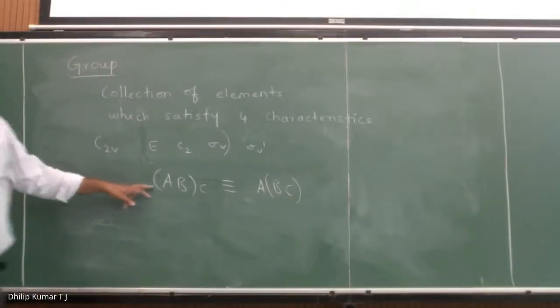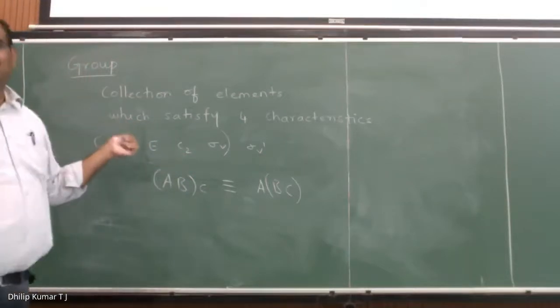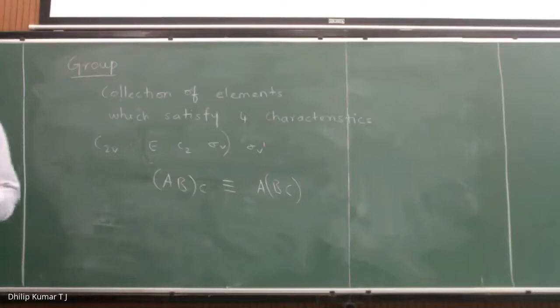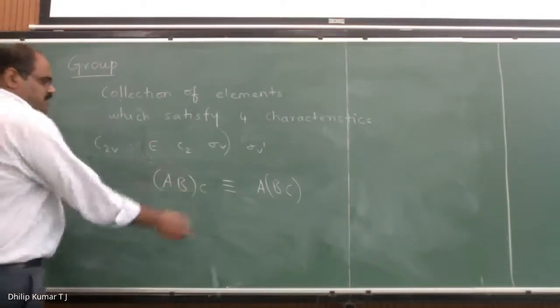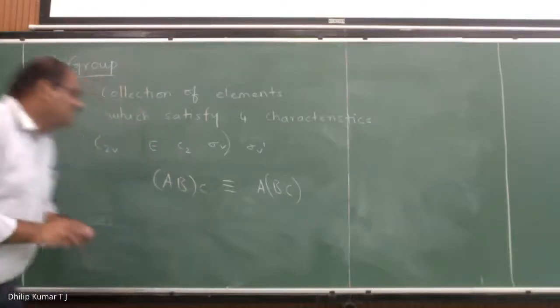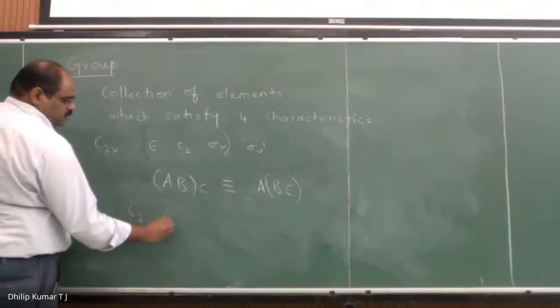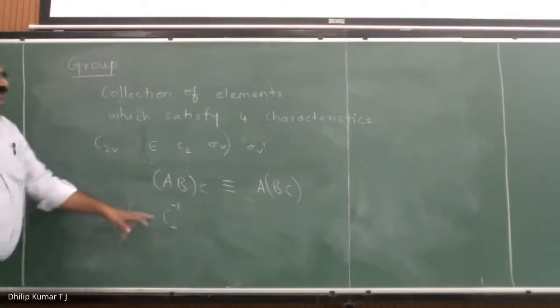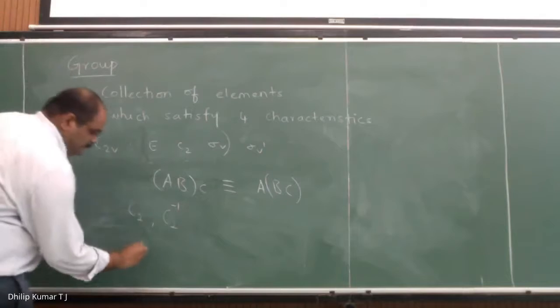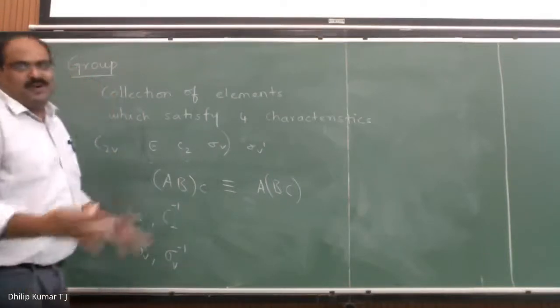And the fourth property is that each element in the group will have its inverse. The inverse means a reciprocal of each other. So if you have C2, it has C2 inverse. The fourth one is if we have C2, then in the group C2 minus 1 also exists. And if sigma v is present, sigma v minus 1 is also there. That's what it means. The inverse also exists.